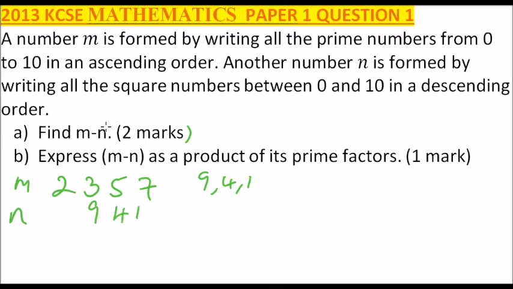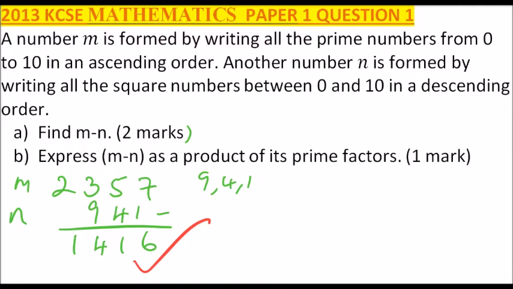When you subtract, you get 6. Then 5 minus 4 is 1. And then we have 13 minus 9 is 4. Then we have 1. So that is the number that you get when you subtract n from m.